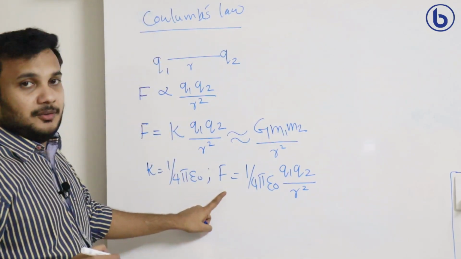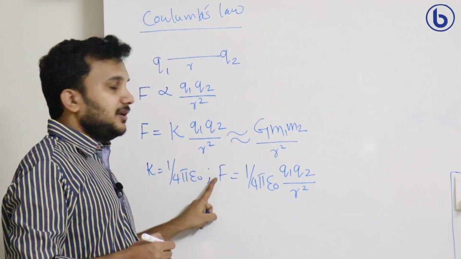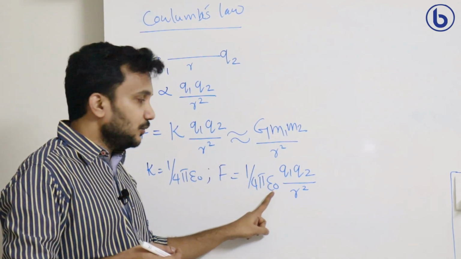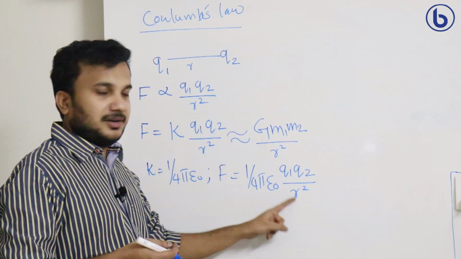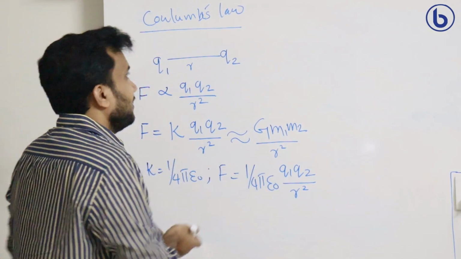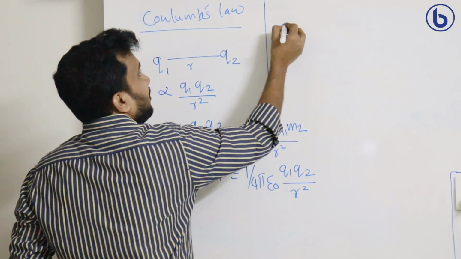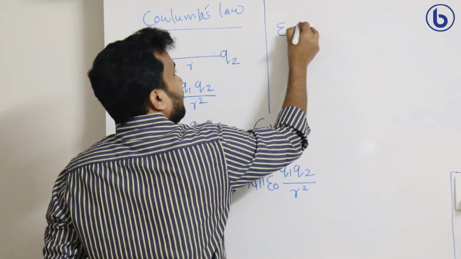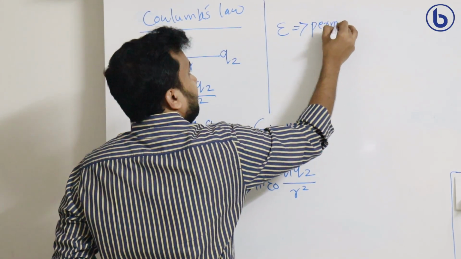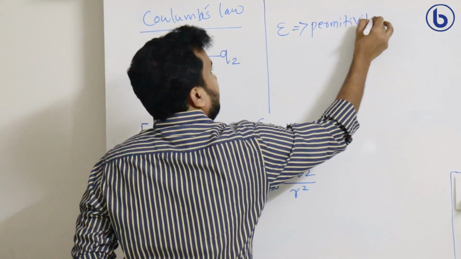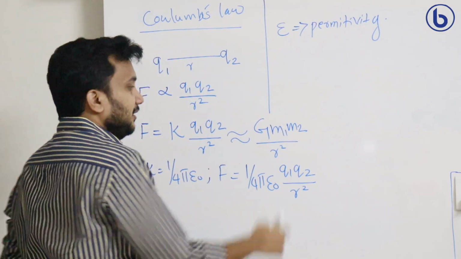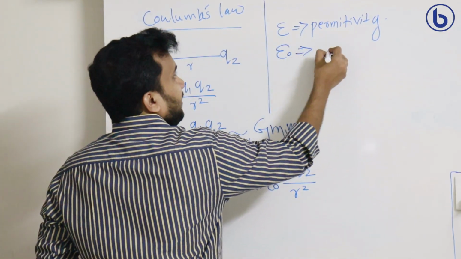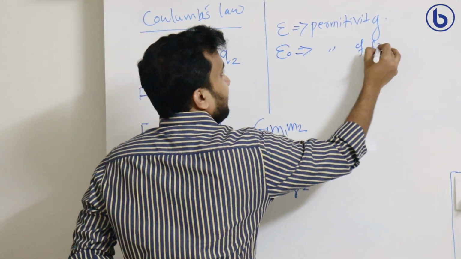And now one important point. F depends upon how many factors? F depends on epsilon 0, Q1, Q2, R square. Epsilon, generally if you write one term called epsilon, it is called permittivity. So I am writing the word meaning here. It is called permittivity. Here I am writing epsilon 0. This is called the permittivity of free space.